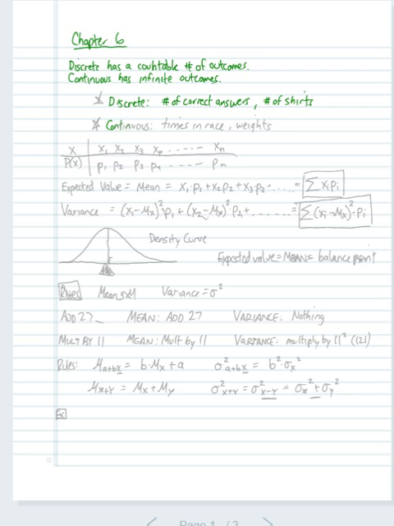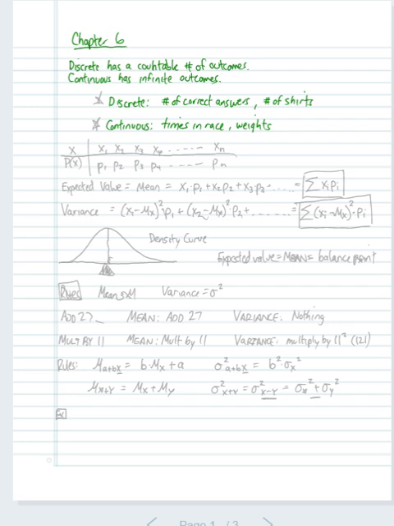For continuous, we need to think about some variable that has infinite possible outcomes, and the one that comes to mind is times in a race. 2 minutes 24 seconds. 2 minutes 25 seconds. Well, it could be 2 minutes 24.32 seconds. So there's actually an infinite number of possibilities when we talk about times in a race. Or weights of something. 4.23 pounds is certainly acceptable. So that would be considered a continuous random variable.